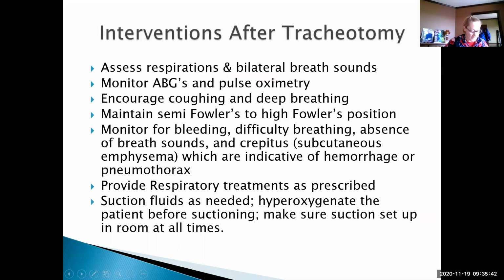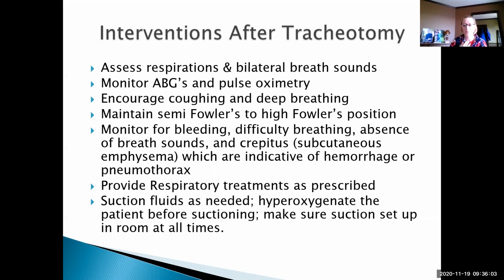So interventions after a trach. Assess their respirations and their breath sounds, of course, ABGs, pulse ox, encouraging coughing and deep breathing, maintaining that semi-Fowler's to high Fowler's position, monitoring for bleeding, difficulty breathing, absence of breath sounds, and crepitus. Those can all indicate hemorrhage or pneumothorax.